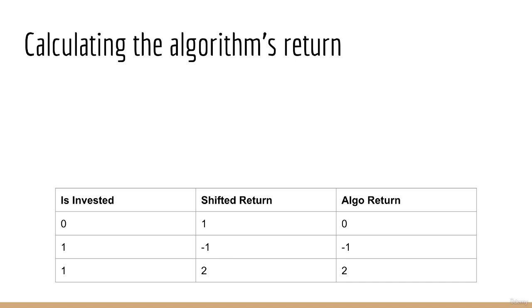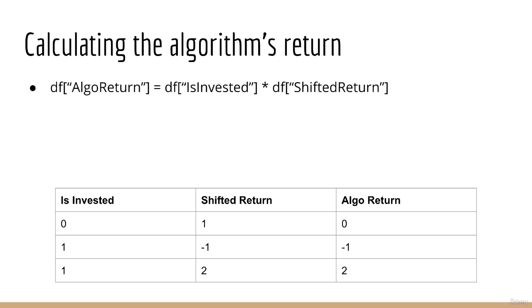Okay, so the final step, once we know whether or not we are invested, is to calculate the return of our algorithm. In Python, since true equals 1 and false equals 0, we can simply multiply the isInvested column by the shifted return column and then sum up the results. Remember that we shifted the returns back by 1 day, so we're actually getting the returns for the next day. That's why there's no need to shift the isInvested column.